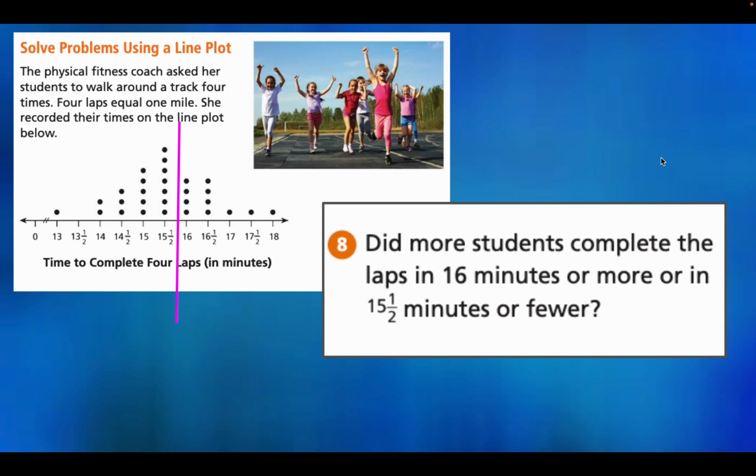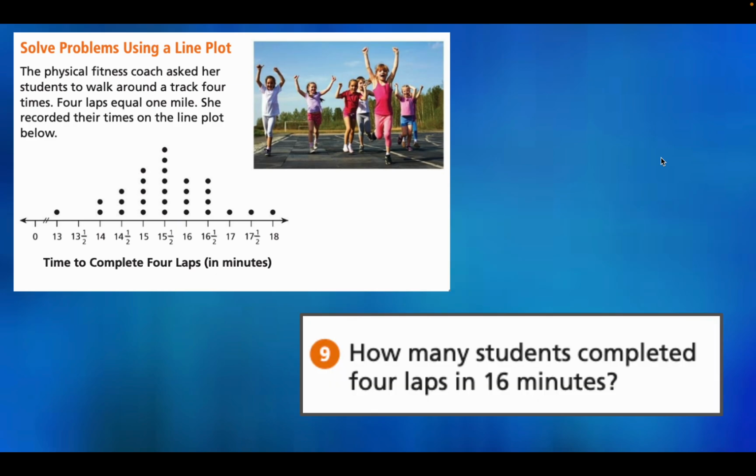So did more students complete the laps in 16 minutes or more, or in 15 and a half minutes or fewer? Number 9, how many students completed 4 laps in 16 minutes? So this one you're just looking at the line plot and you can just count the dots.